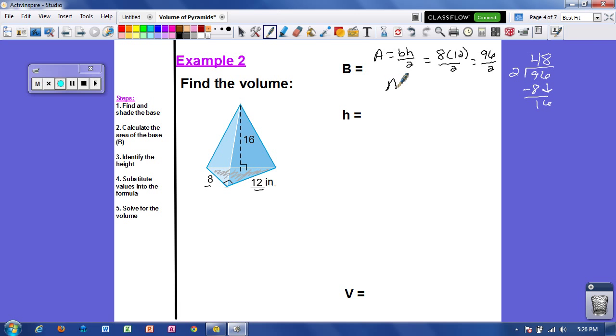So the area equals 48, and that would be inches squared. So that would be the area of my base. Now I'm going to identify the height. So the height is a segment from the apex down to the base, and that would measure 16 inches.